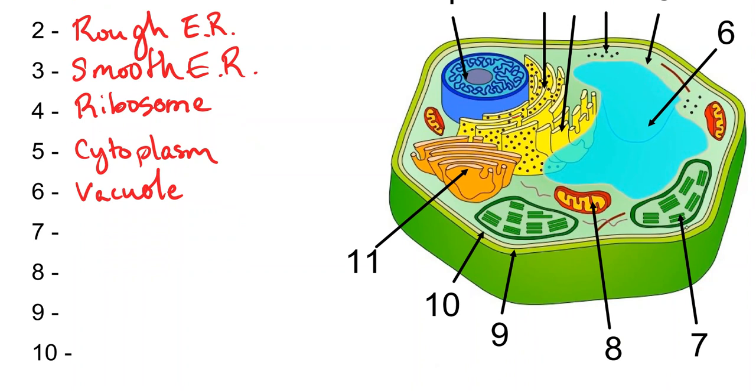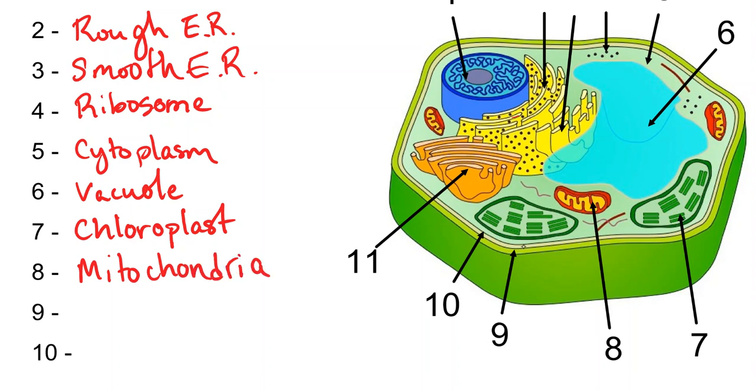7. What is this? It's got some green coins stacked on top of each other. You got it. A chloroplast. Number 8, a kidney bean with a little wavy thing inside. Yeah, that is a mitochondria.